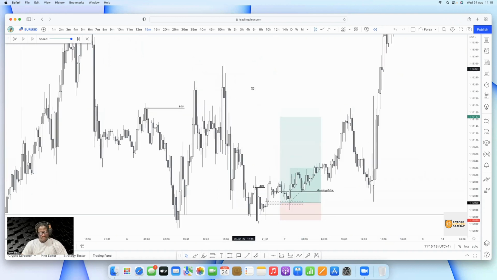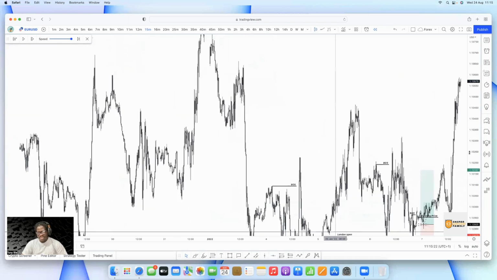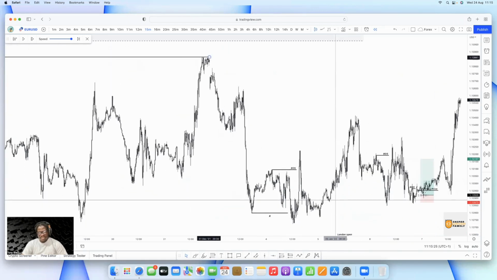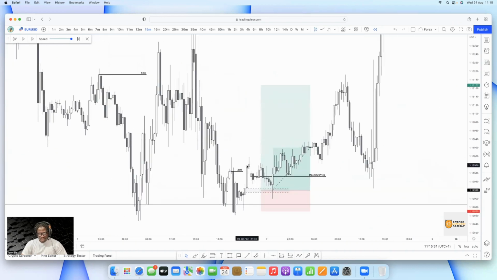Then remember, we want to take it all the way to this high or this high. And then we have what? Daily imbalance. Okay, daily liquidity up there that you can be anticipating. So higher high, higher low, and then you've made your 1 to 3 already on this trade.